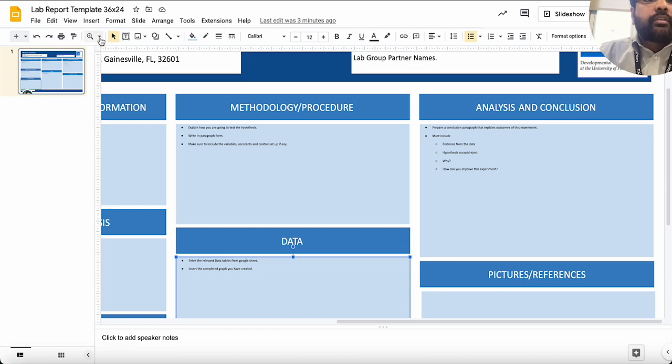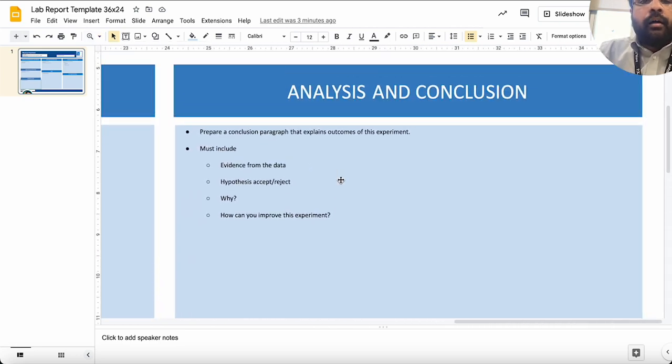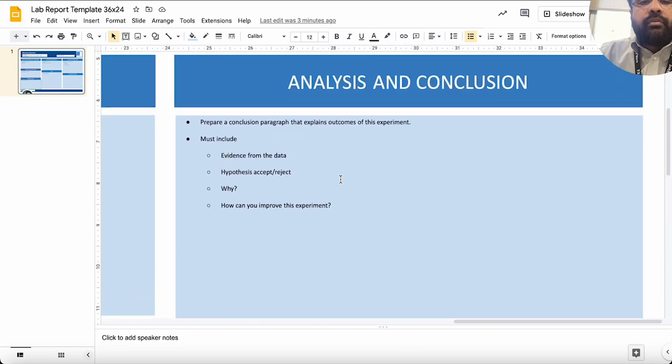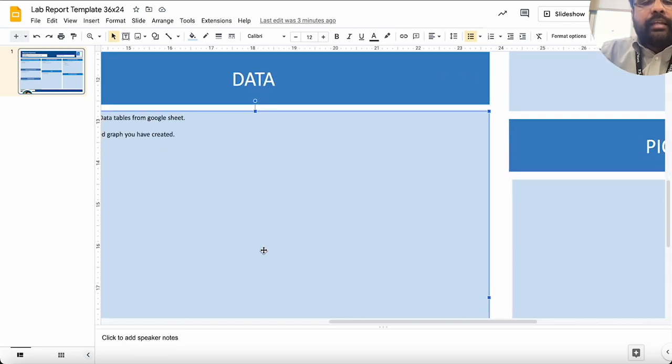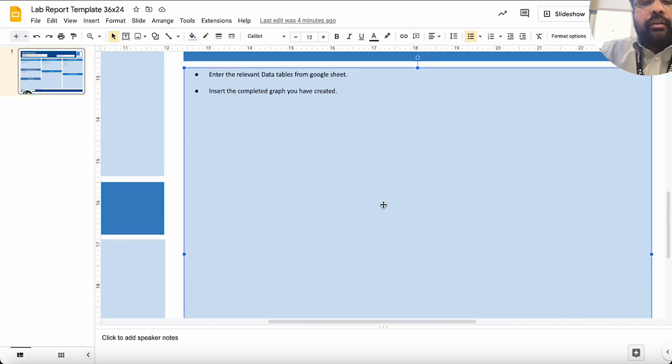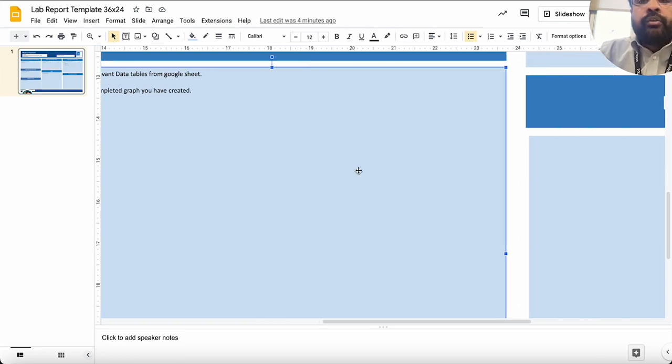So you have to take extreme caution when you type this paragraph. Let me explain what things I'm looking for in this analysis and conclusion. So the first one is analysis, the second one is conclusion. In analysis, what you do is you pretty much explain the data that you got here, why the graph is looking like this, and why you plugged in these numbers here, all those kinds of things.